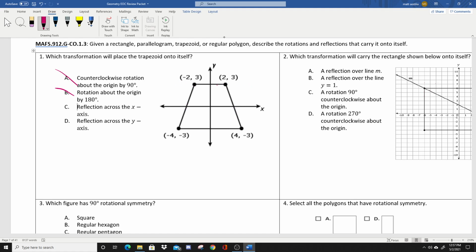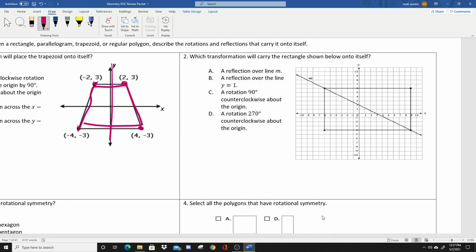Reflection over the X. This is your X axis, so this one would come over here. This one would come over here. And these two would come up here. So you'd actually have it upside down again. And then part D does work, because over the y-axis, this one comes over there. You're on itself, this one comes over here, so you still have the same shape.